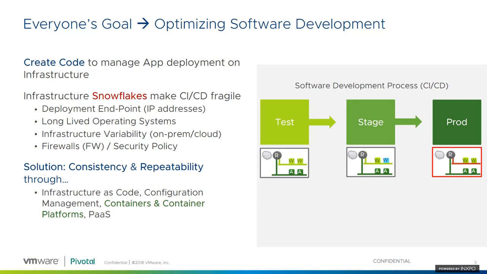And there's multiple ways to do this. Infrastructure as code to maintain the infrastructure consistency, configuration management for various tasks, containers and container platforms, which is what we're going to talk about today, and then platform as a service to abstract even more and provide more consistency.